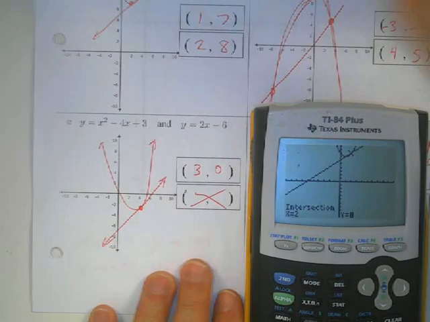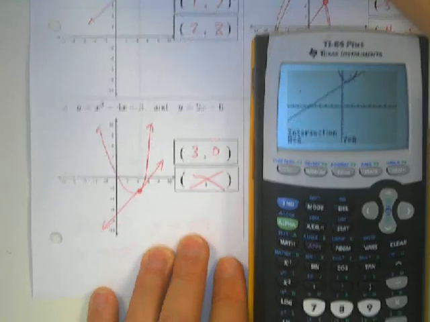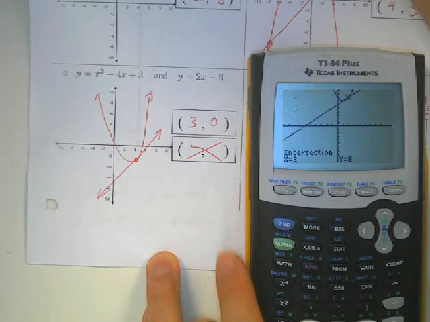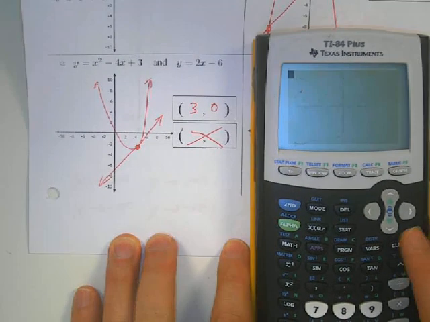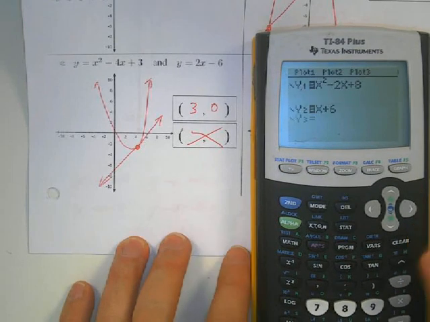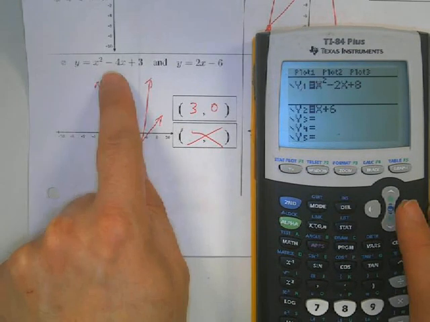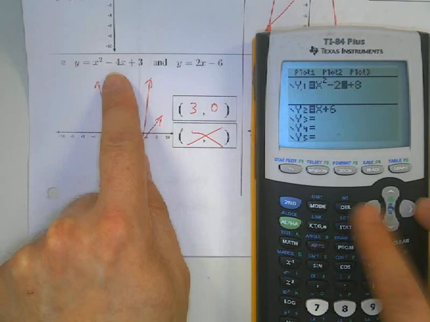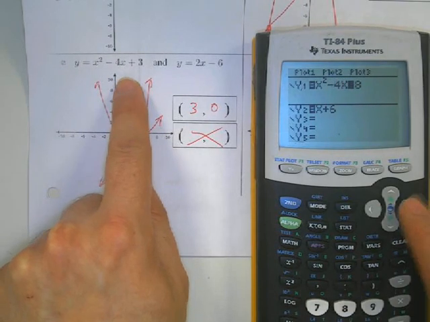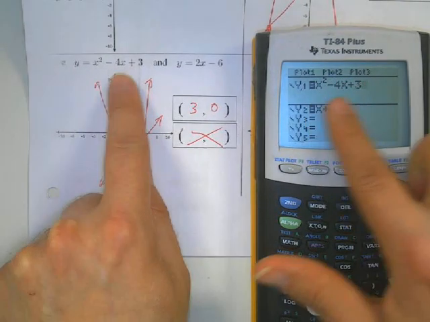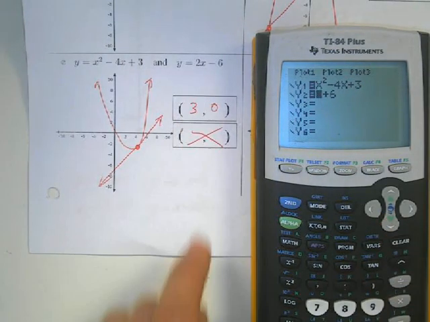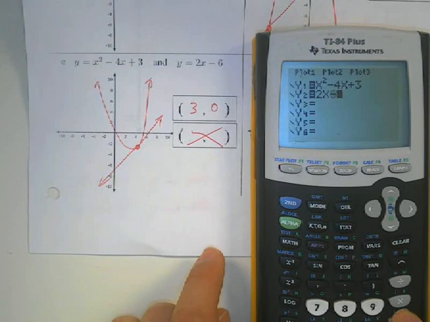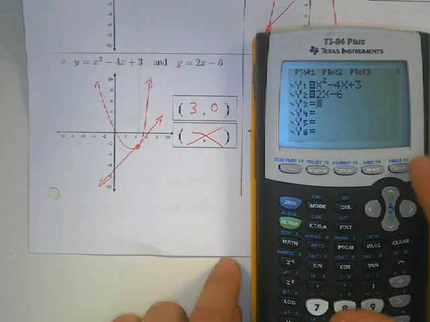Okay, so I need to talk about this question E, because people had problems with this in all of my classes. Some of you say, what does that mean? Why did he make that weird sound? Let's change this. We've got 4x cubed plus 3. Okay, I've typed it in right. The next one is 2x minus 6. Okay, and then we can graph this.